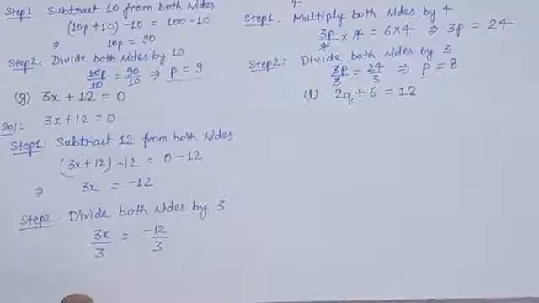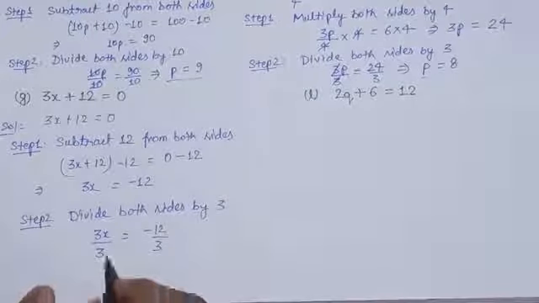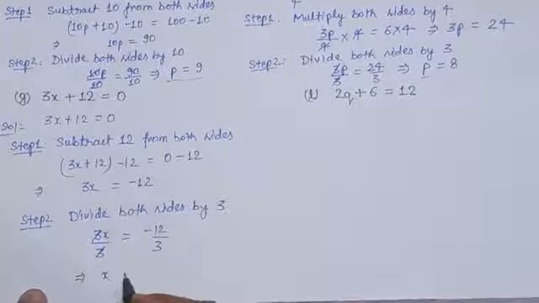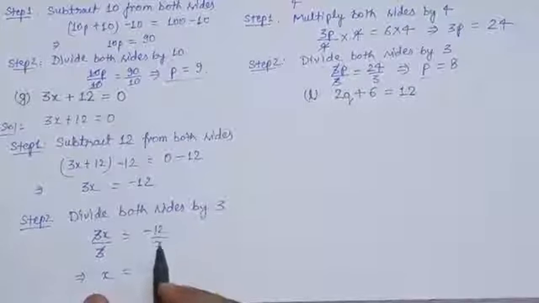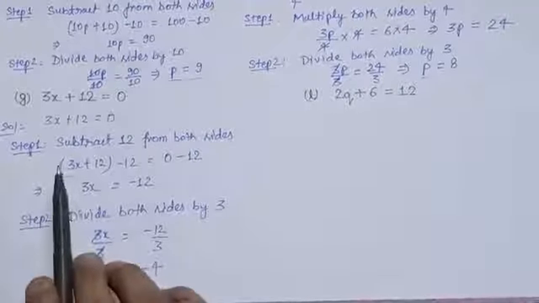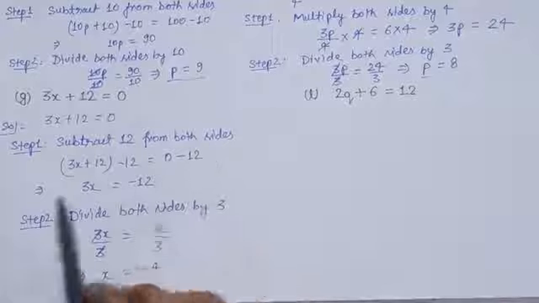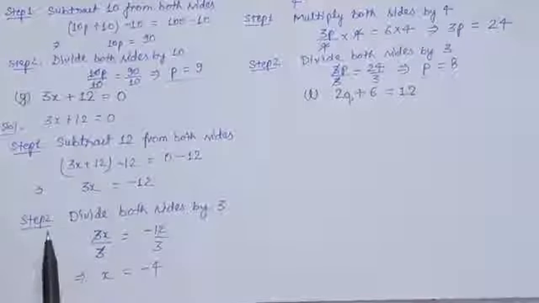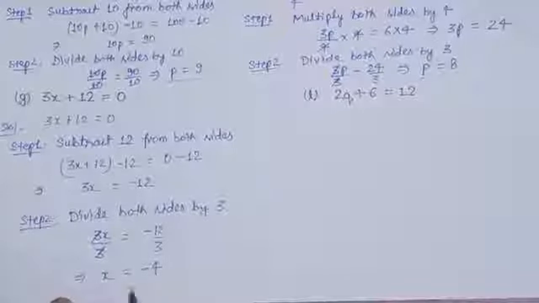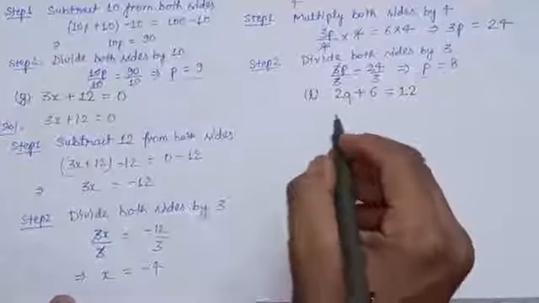So it implies that here 3 and 3 are cancelled out. So what do we have? Only x. But on the right hand side we have minus 12 by 3, that is minus 4. So we have followed the steps: subtract 12 from both sides, step 1. And in step 2, we have divided both sides by 3. And here we have the solution x is equal to minus 4.